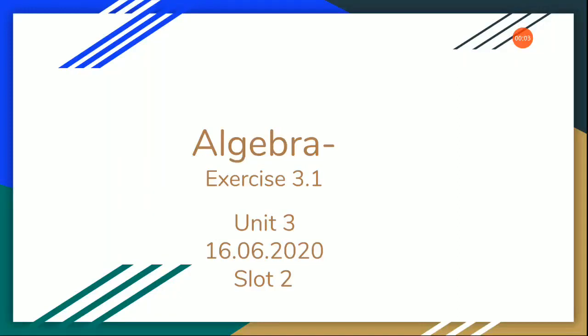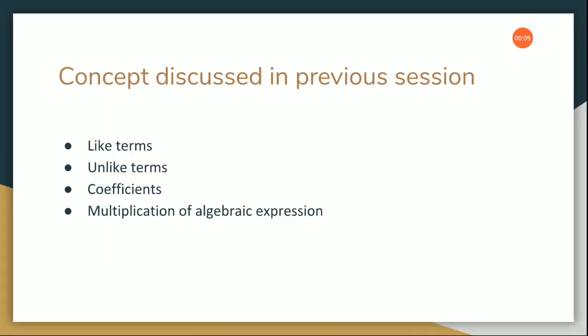Namaste, children. Previously, we learned the basic concepts of algebra and then multiplication of algebraic expression. Shall we have a quick recap and then move on? First, what is a term? A combination of a constant and a variable is called a term.